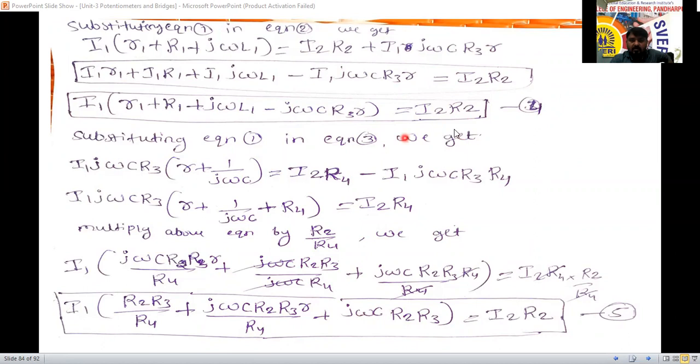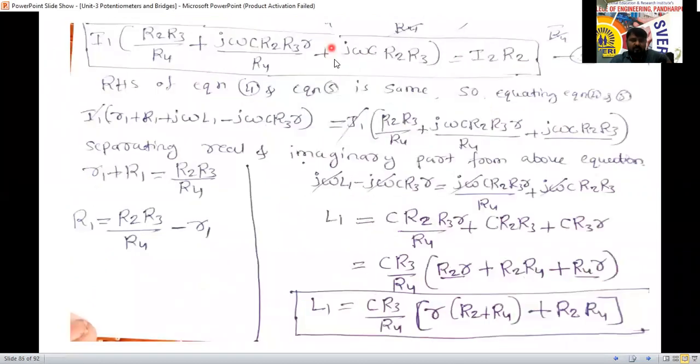So equating the LHS of equation number 4 and 5, we will get this here now. I'll go to the next slide. See here, so equating here now, I1 R2 R4 plus j omega. This is equation number 5 we have considered. Next, the RHS of equation number 4 and equation number 5 is the same. So equating equation number 4 and 5, I will write down the LHS of equation number 4 here now.